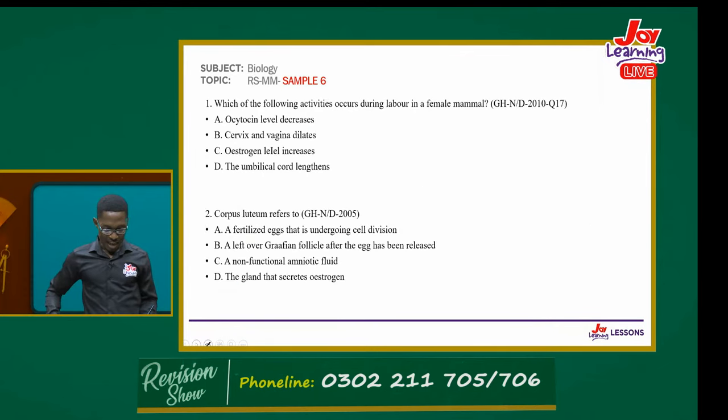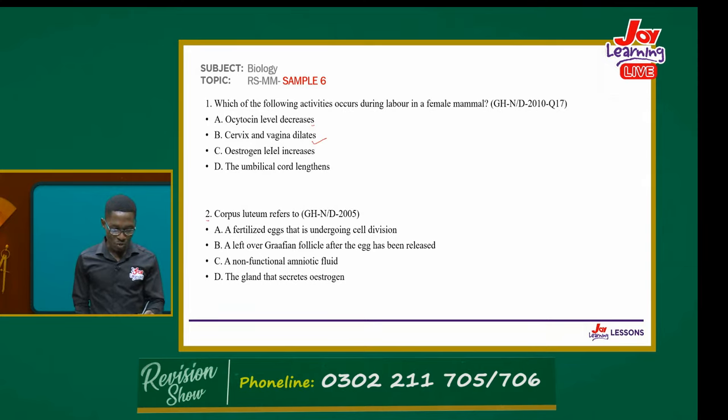Okay, then I have to look for one without drawing, because you can't see. Question 6: Which of the following activities occur during labor in a female mammal? A, oxytocin level decreases. B, cervix and vagina dilate. C, I think that was right. But you see, A was supposed to be correct. They have said increase, but they just said decrease, so that doesn't make it right.